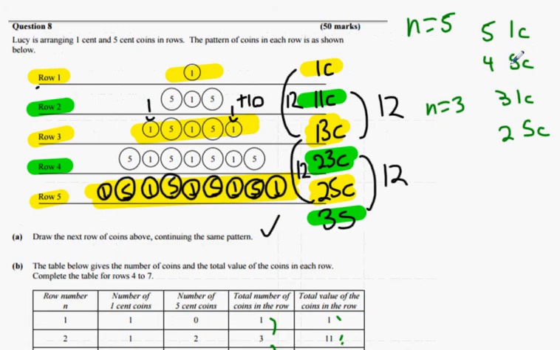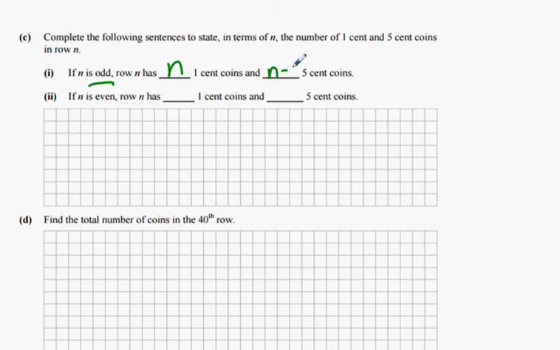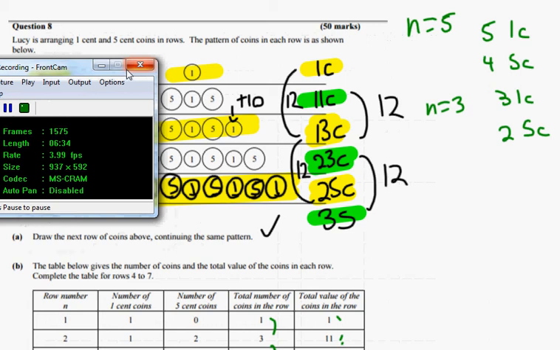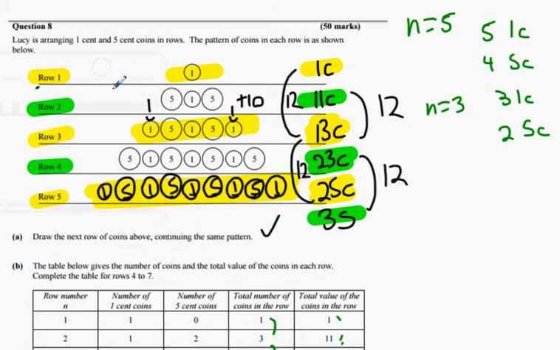However, the 5-cent coins is always one number smaller, isn't it? So if it's not n, it's going to be n minus 1, because it's 1 less. Okay? Everybody alright with that? We'll stop it here. Any questions? Now, I'll do the same thing for the even rows.